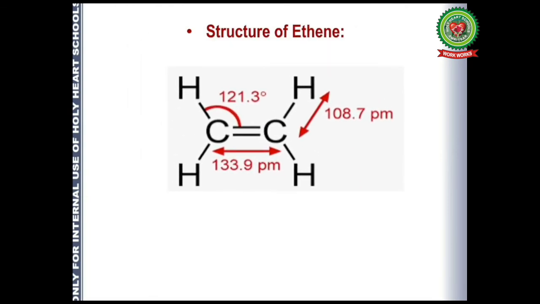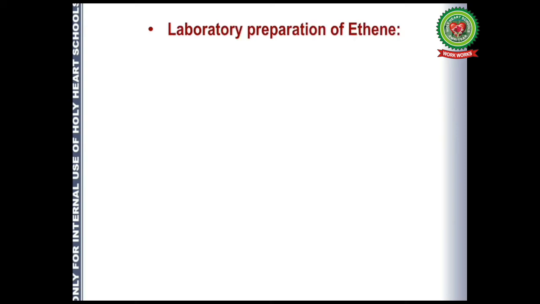So there is a double bond between the carbons, and there are 2 hydrogens attached to each carbon. The structure that ethene has is a planar structure. The angle between hydrogen, carbon and carbon is 121.3 degrees, and in some books it is also given as 120 degrees. Now the next topic, and an important one that you should know, is the laboratory preparation of ethene.